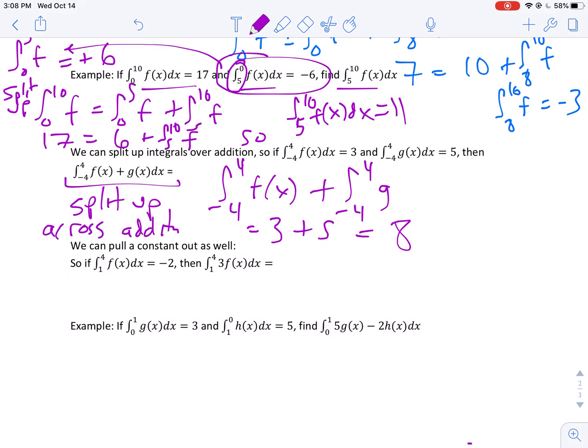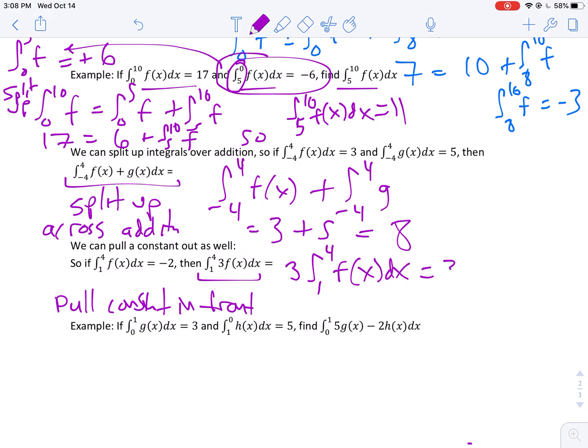One more thing with constants, right? If you have 3 times a function, you can pull the constant in front, also just like derivatives and limits, which is kind of strange here. So this is just 3 times integral 1 to 4 of f of x, which of course is just 3 times, they told me that's negative 2. So we're just talking about properties, but this makes sense, right? Because if you make that function 3 times as tall, the area is multiplied by 3.